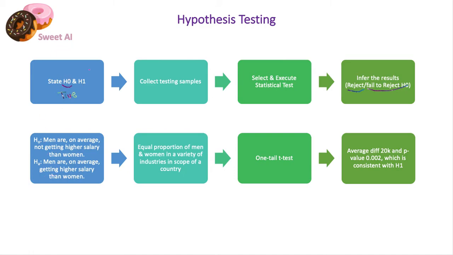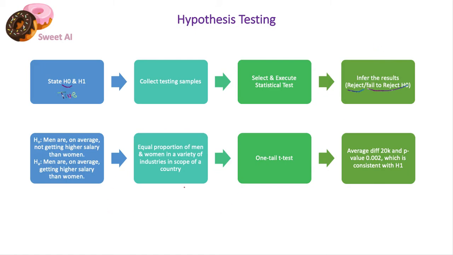An example of these 4 steps: we state the hypotheses. The null hypothesis here says men on average are not getting a higher salary than women. And the alternative hypothesis says the opposite: men are on average getting a higher salary than women. And we collect the test samples. We collect an equal proportion of men and women in different industries, in the scope of one country, let's say the United States.